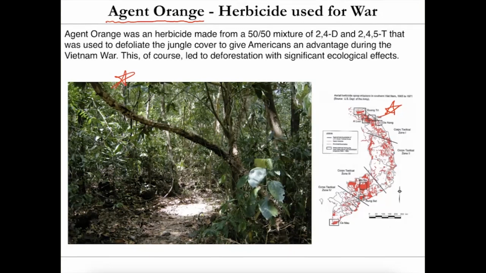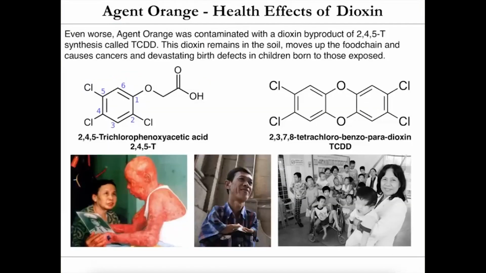So this is an example where something that can be great for society, for agriculture, the development of these highly effective herbicides to increase crop yields, can also be used for nefarious purposes for war and can have horrible ecological effects. Now, if that was the extent of the consequences of using Agent Orange during the Vietnam War, that would be bad enough. But unfortunately, there were horrible health effects associated with Agent Orange as well.